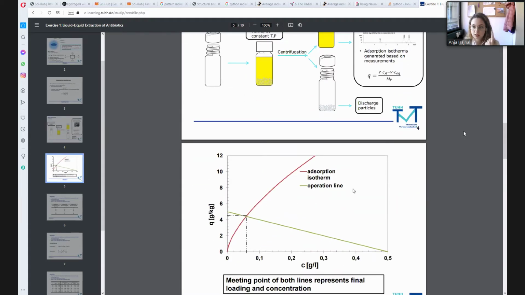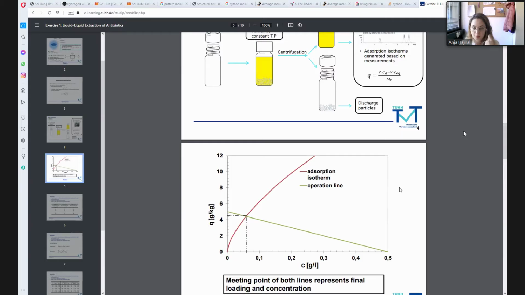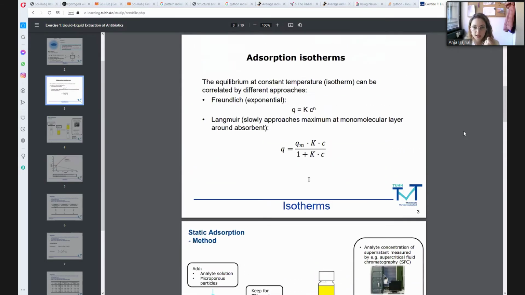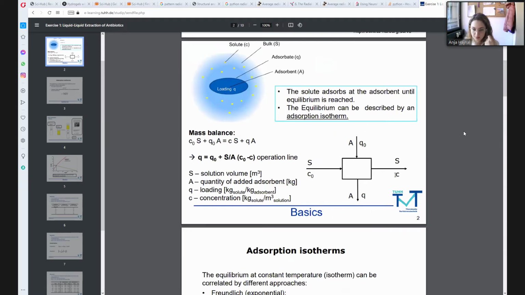But the operating line is something completely different, because it will depend on your process parameters and on your apparatus itself. So we calculate the operating line from the mass balance of the inlet and outlet streams. So these are not the same values.